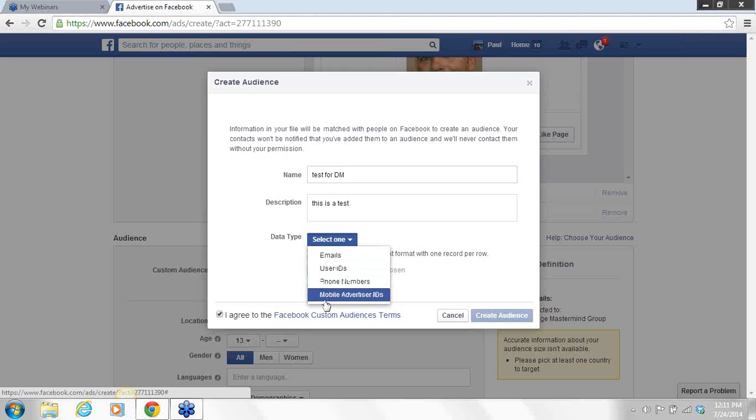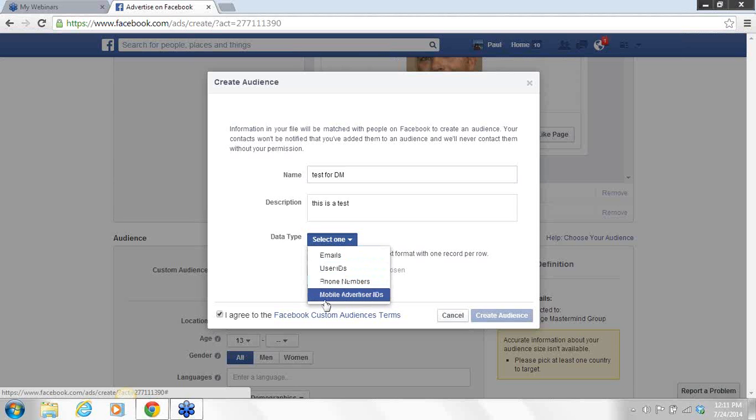I've never used the mobile advertiser IDs, and quite frankly, I'm not even sure how to get those IDs. I haven't found any scraping tools or any tools that allow you to get the mobile ID. But I can tell you, if I use the regular user ID and they happen to log into their account on their mobile device, because I'm using their user ID, they will see my ad. I don't need to use the mobile advertiser IDs. Not even quite sure what that's all about. The two most common that you're going to use are emails and user IDs.